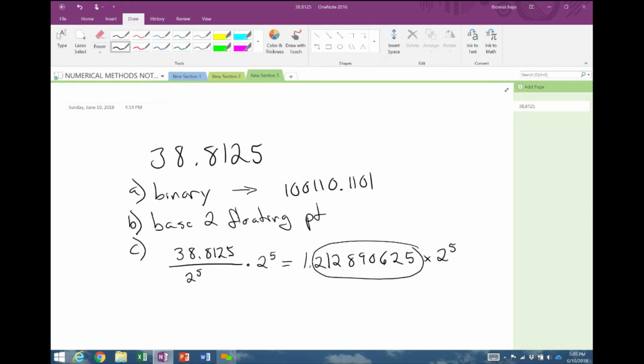Every binary system translation, after you divide a number by the next smaller base to a whole integer number, will always be 1 point something. If it's 2 point something, you've selected the wrong base number. If it's 0 point something, you've selected the wrong base number. So that's why the mantissa can get away with just ignoring that leading 1, because it's always going to be a 1. Handy, right? So at this point, it would be rather a chore to translate 0.212890625 into binary. So let's just have the computer do it for us.